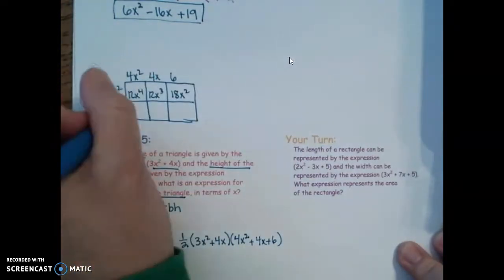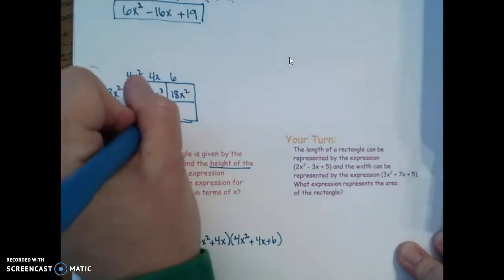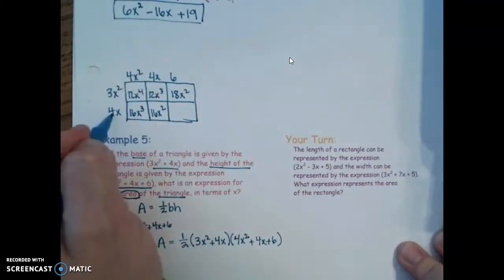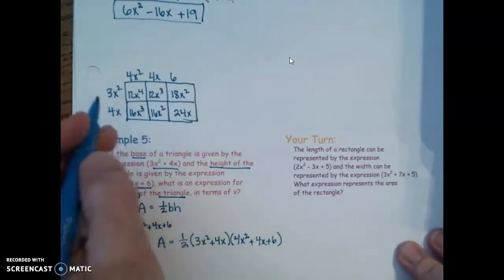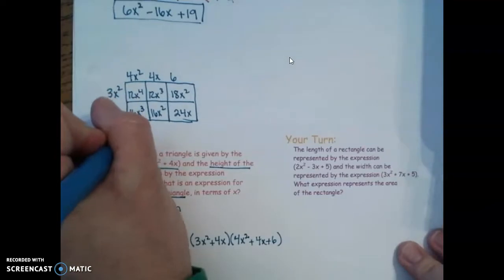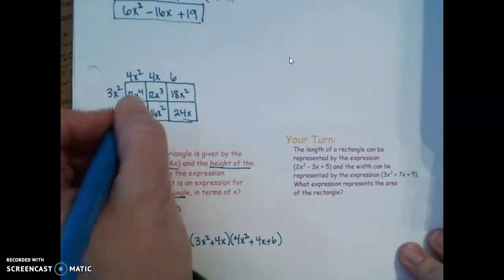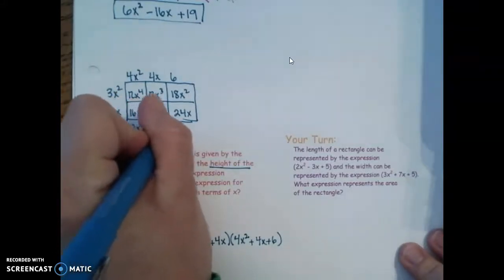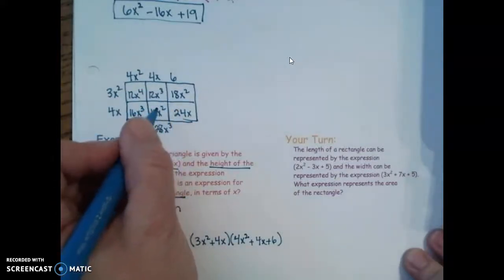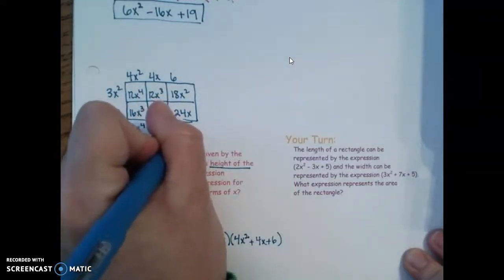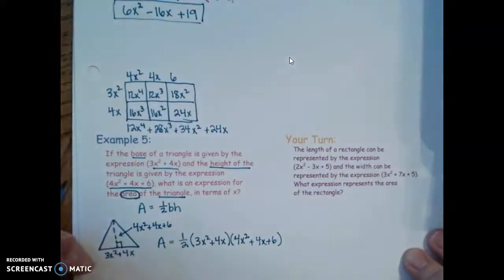So then you have 4x times 4x squared is 16x to the 3rd. 4x times 4x is 16x squared. And then 4x times 6 is 24x. So then when we start combining like terms here, you're going to have 12x to the 4th, and then 16 plus 12 is going to give us 28x to the 3rd, and then we have 16 plus 18 on our x squared, so that's going to be 34x squared, and then that leaves us with our positive 24x.